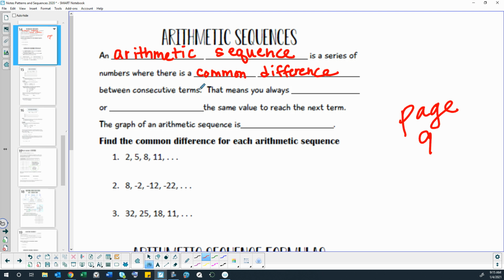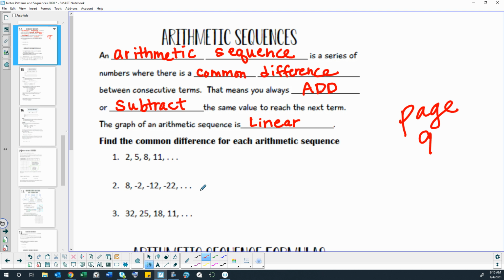between consecutive terms. That means you always add or subtract the same value to reach the next term. The graph of an arithmetic sequence is linear. In other words, it'll follow a straight line when we graph it.